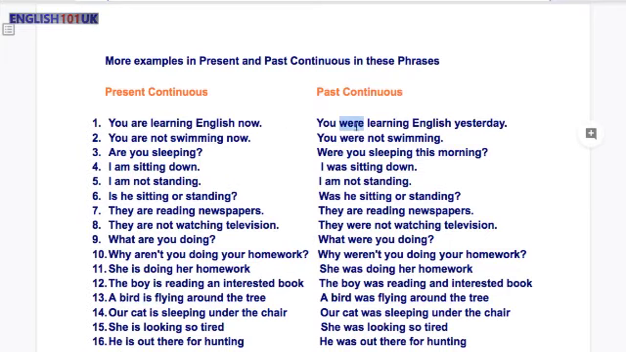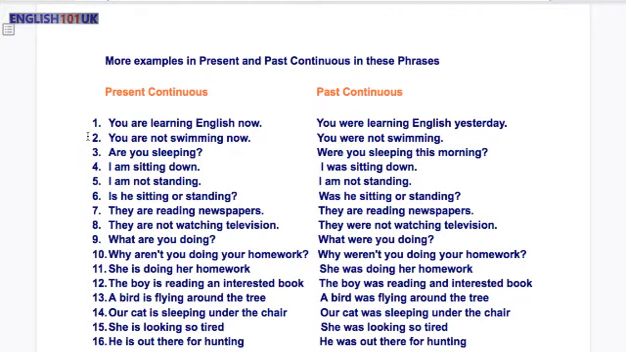And now we have, for example, yesterday. We have to change the time. Actually, it can't be, you were and then now. Okay, let's move to number 2. It says, you are not swimming now. Past, you were not swimming. 3. Are you sleeping? Past, were you sleeping this morning?